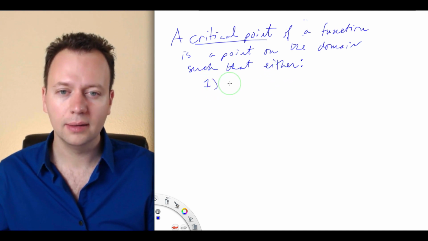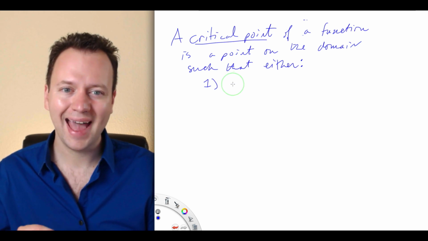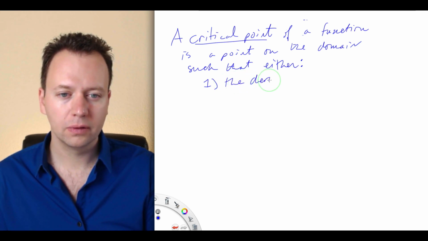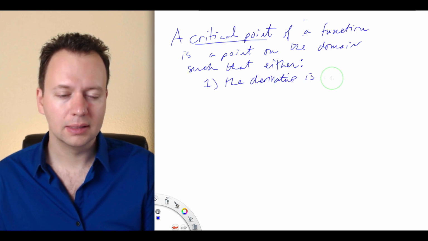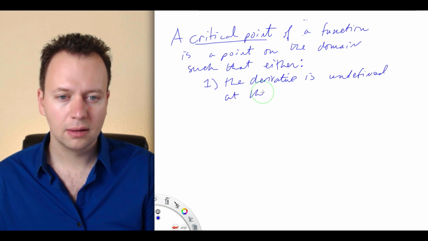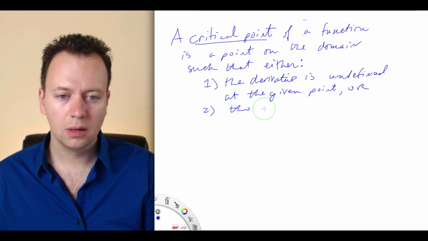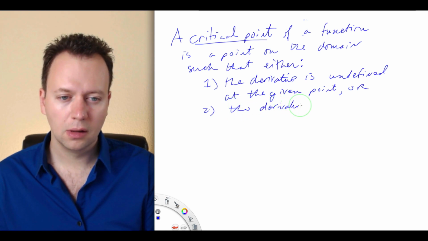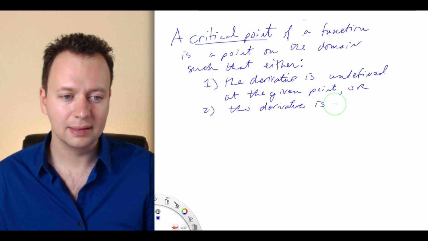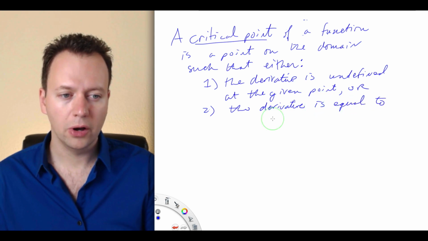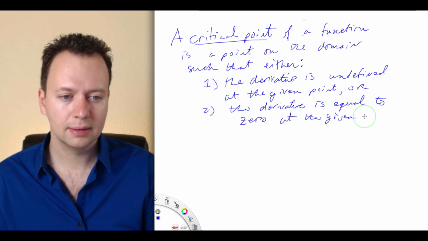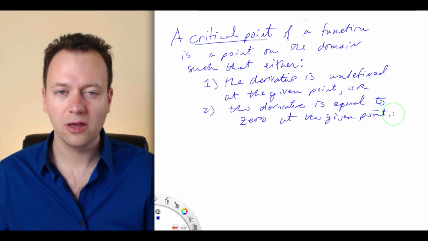So such that either one, the derivative is undefined at the given point, or two, the derivative, of course, is defined and is equal to 0 at the given point, or when evaluated at the given point.